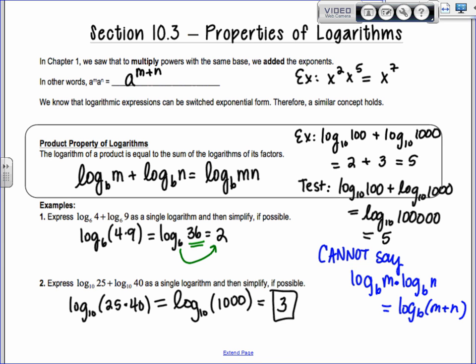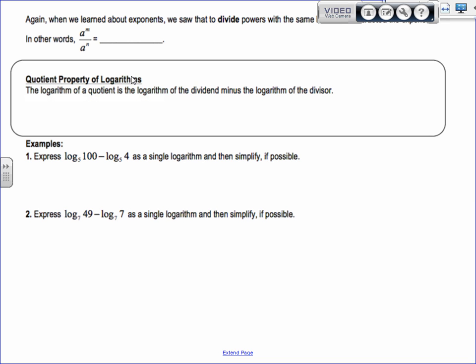Likewise, when we had exponents, if I had x to the 5th divided by x cubed, I subtracted my exponents, remember? The same thing is going to apply for logarithms. If I have division, I'm going to relate it with subtraction. So if I have a to the m divided by a to the n, it's a to the m minus n. So log base b of m minus log base b of n combines into log base b of m over n. So division is related to subtraction.